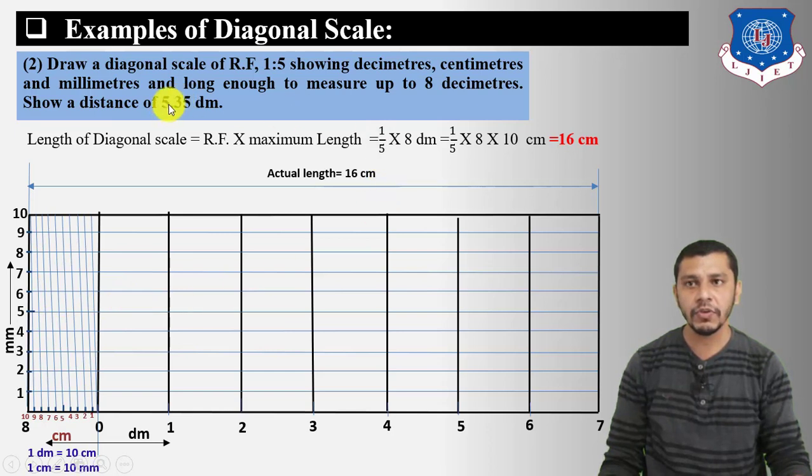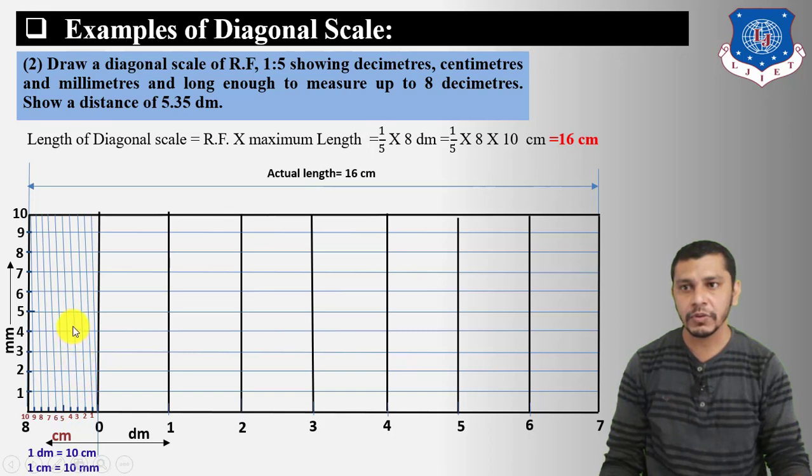Now we have to show 5 decimeter, 3 centimeter and 5 mm. So for that we have to follow the centimeter line of the third point. So this will be 3 centimeter and 5 mm. So by following this diagonal we will get 5 over here. So this point will give us 35 mm. So it is 3 centimeter and 5 mm.